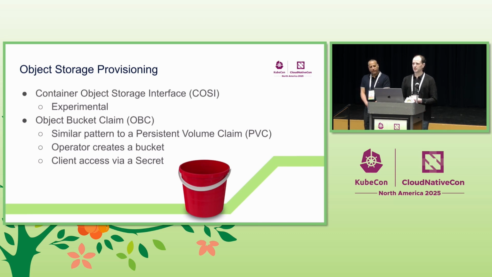Rook also was one of the early projects to dive into provisioning object storage buckets, S3 for Rook specifically, using a pattern that's similar to how you would claim a PVC, but instead of mounting it to a pod, you get a secret, and then you can get the connection credentials from that secret. And this is also something we're continuing to invest in with the Container Object Storage Interface COSI project.